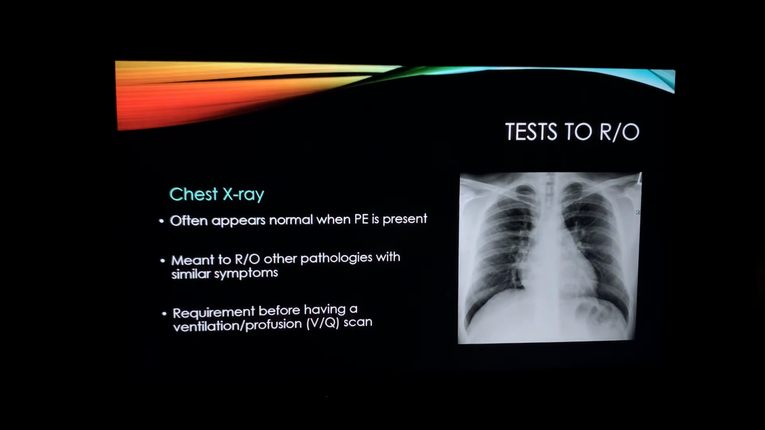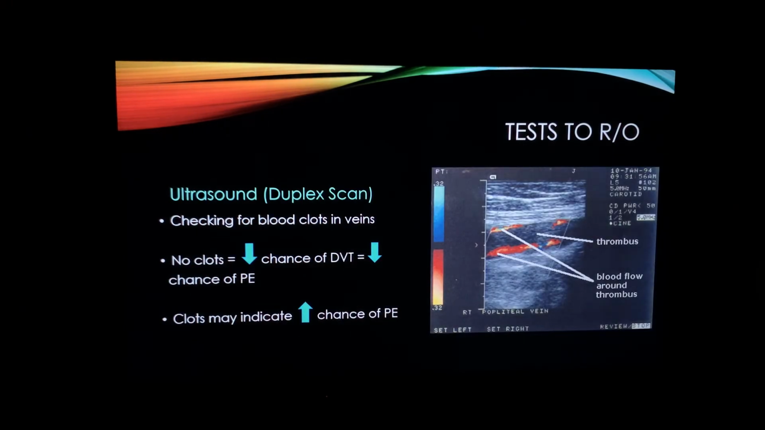A chest x-ray is also used to rule out a PE, as a chest x-ray often appears normal when a PE is present, but it is a requirement before having a VQ scan. An ultrasound duplex scan is another test used to rule out a PE. It's checking for blood clots in the veins. If there are no clots, then there's a decreased chance of a DVT and therefore a decreased chance of a PE. If there are clots, then it may indicate an increased chance of a PE.